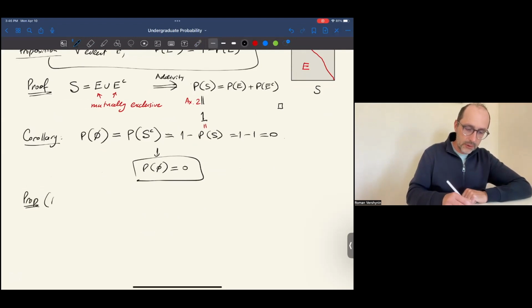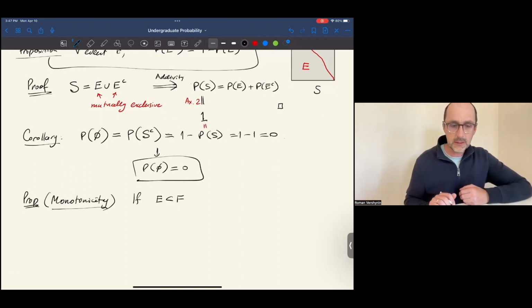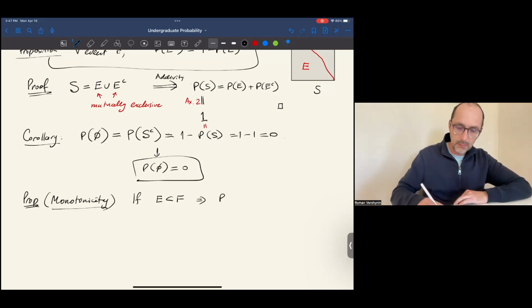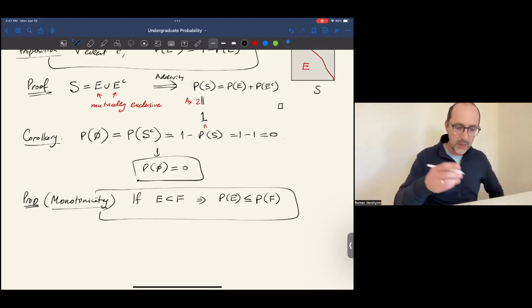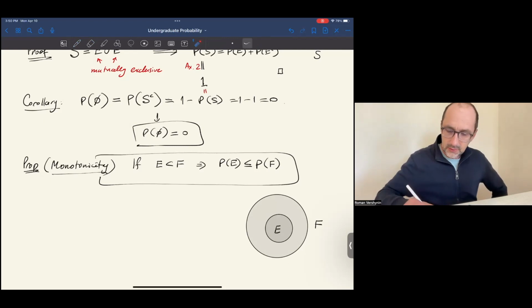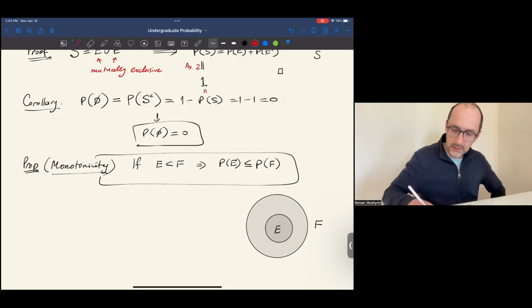Another natural consequence is monotonicity. If event E implies event F, think of E being smaller and F being a larger event, then the probability of E is less than or equal to the probability of F. Why is this true? Suppose this is our event F, and this is our event E, it's smaller. The outcomes that are outside E but are still in F, they form the event F set minus E.